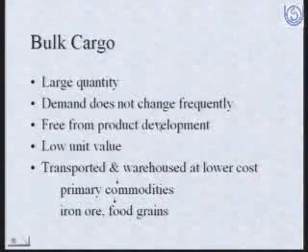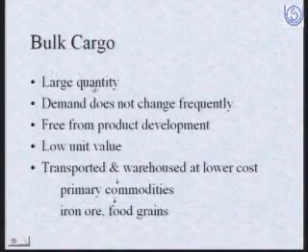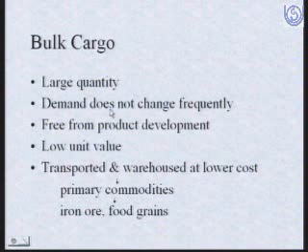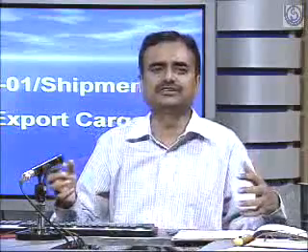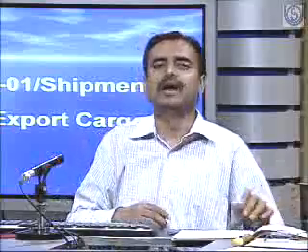The second sort of cargo is bulk cargo. The features of bulk cargo are, first, large quantity, and second, demand does not change frequently. Basically it is sent in a very large quantity, and the demand is not changing frequently. For example, iron ore. The demand for iron ore will not change frequently. We are discussing these things because you need a different variety of ship which may carry this sort of commodity. So in bulk cargo, demand does not change frequently.